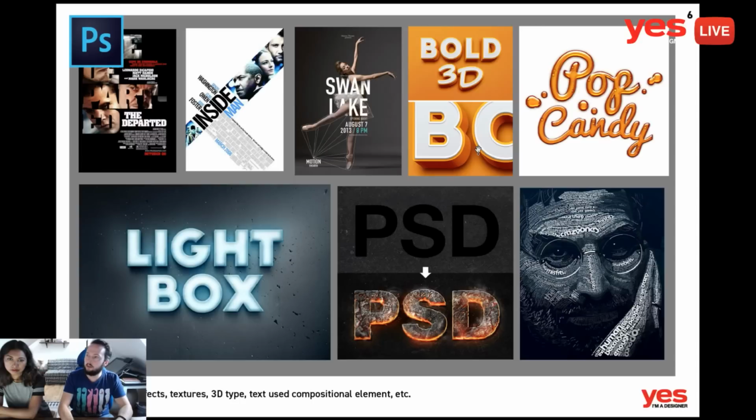So if I go into Photoshop, there's a few examples here I collected from the web, and these are the type of designs that you should do in Photoshop if we are talking about mainly type heavy or type centered design. So photorealistic effects, textures, 3D type, text used for compositional element, and so on and so forth. These are the things that Photoshop is the best for.